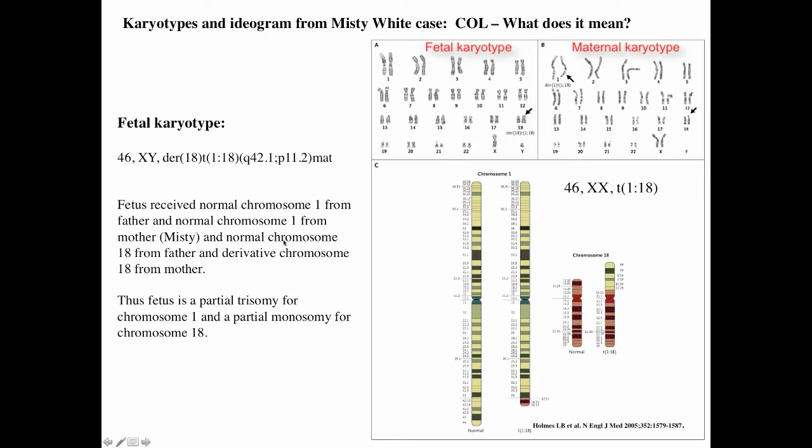The fetus received a normal chromosome 1 from the father and a normal chromosome 1 from the mother, and a normal chromosome 18 from the father and a derivative chromosome 18 from the mother. And this is the mother's ideogram in relation to these two chromosomes. The fetus is a partial trisomy for chromosome number 1 and a partial monosomy for chromosome number 18. We'll talk more about this later in the course.